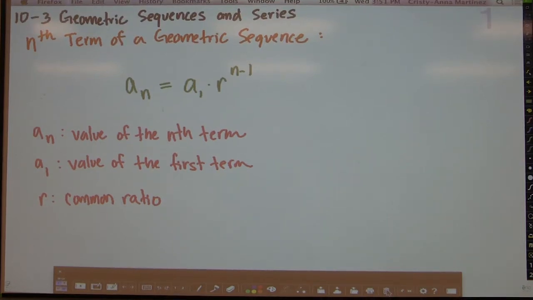Hello there, this is an Algebra 2 video. It is Chapter 10, Section 3, and today we're going to continue our discussion on series, this time going forward with geometric sequences and series.